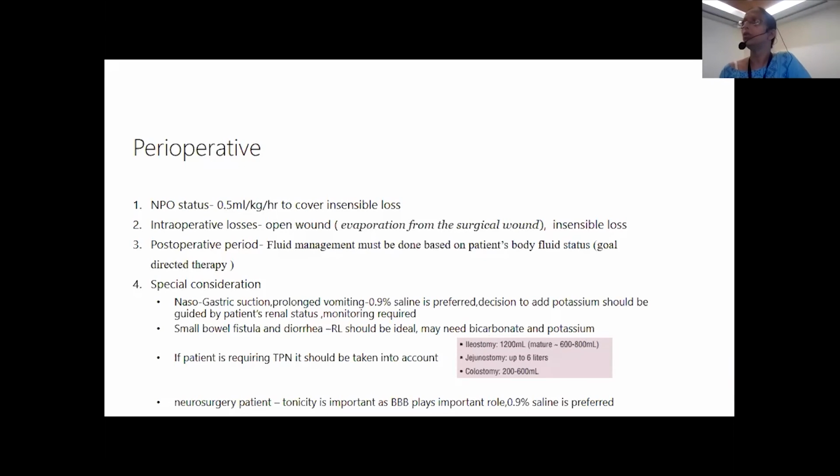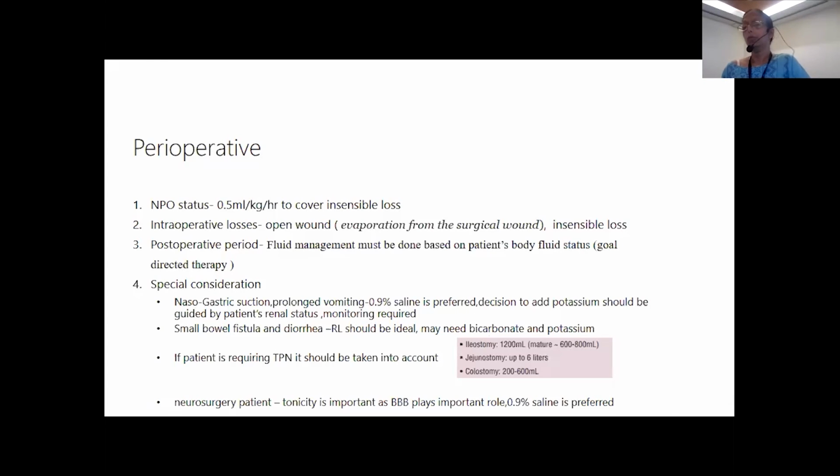What are we losing? We are losing the small bowel fluids. These are rich in bicarbonate. These are rich in potassium. So RL should be the ideal. Again, RL contains potassium, so we should be careful. And this is the normal content of the ileostomy, the jejunostomy and colostomy. So this much fluid, if it comes out, we just have to replace it. We don't have to panic. And we just have to know what the composition is.